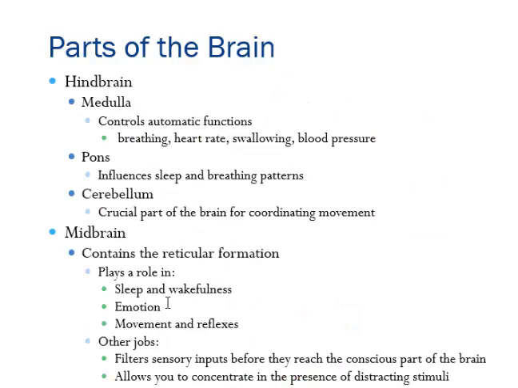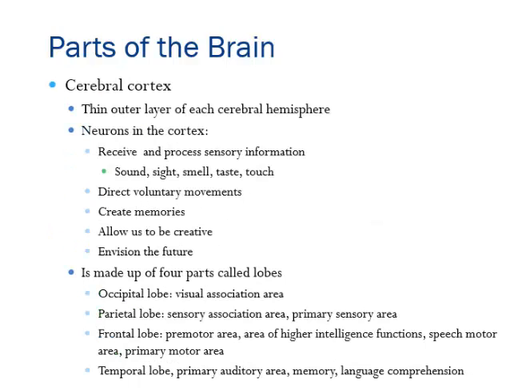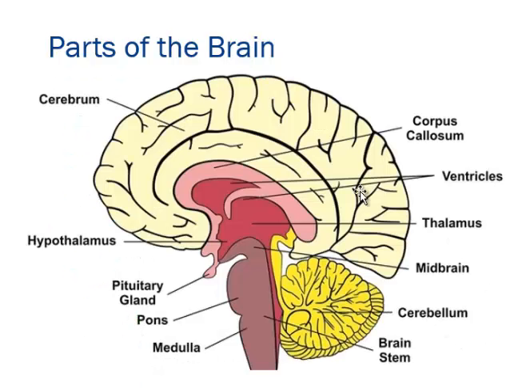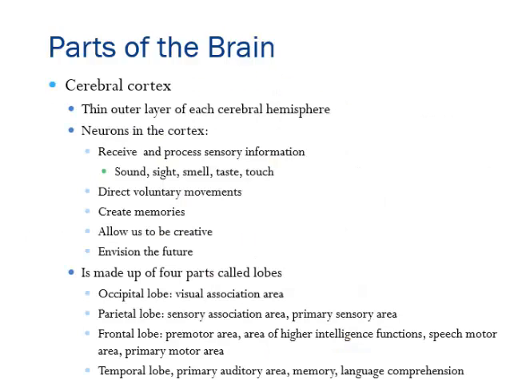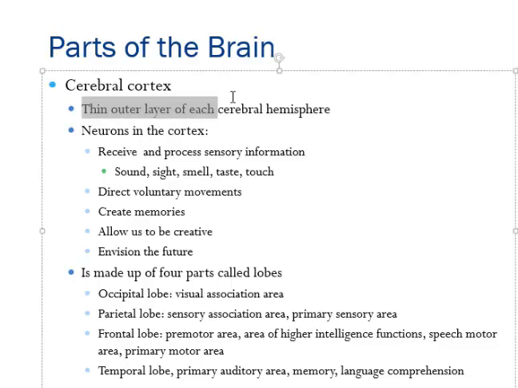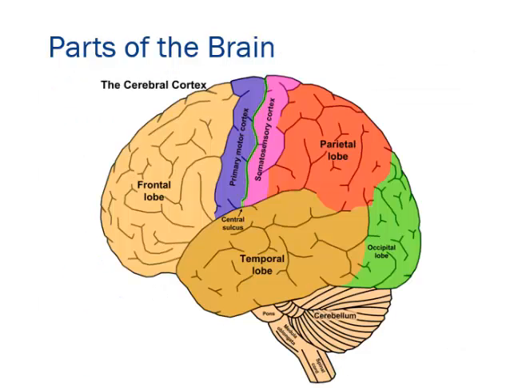It plays a role in various other things: sleep and wakefulness, emotion, movement. But then you have the number one, the biggest part of the brain, the cerebrum. This is the part where the thought comes from. This whole area over here, the senses, the thought, etc. And you've got the cerebral cortex, which is the thin outer layer of each cerebral hemisphere.